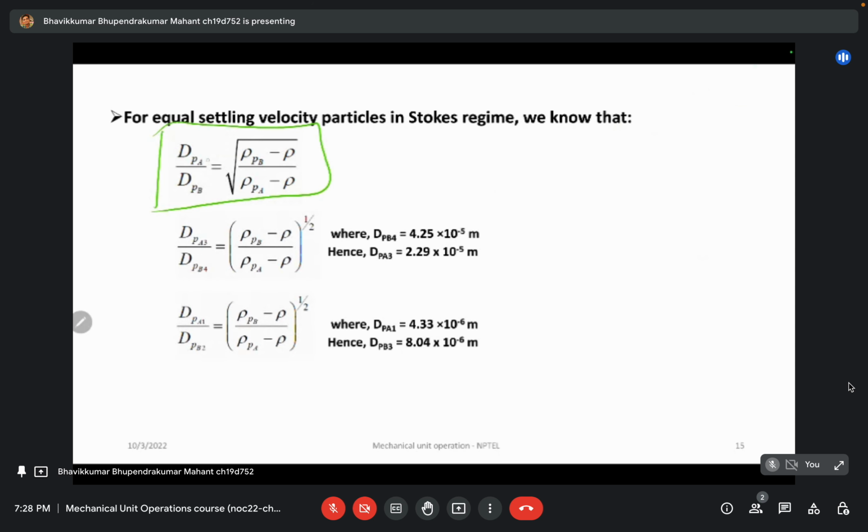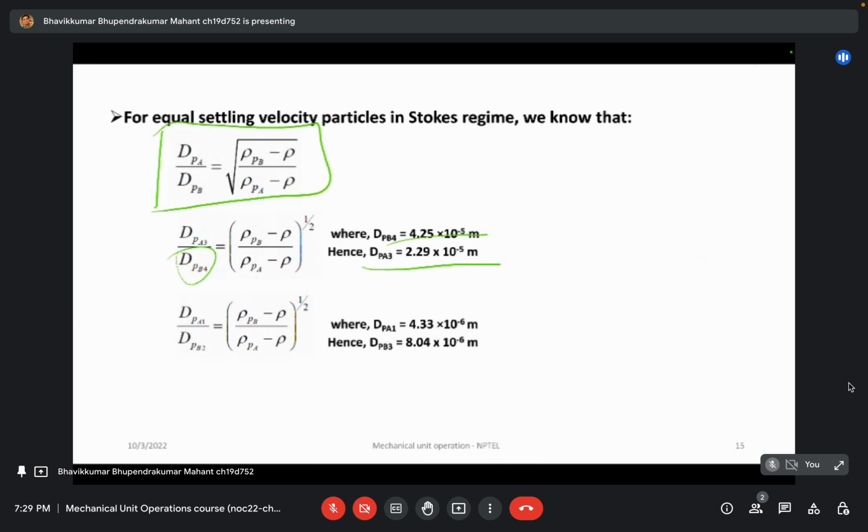Here we will consider dpa as dpa3, because we want to go for the particle size of dpb4. So dpa3 over dpb4 is equal to the root of (rho pb minus rho) over (rho pa minus rho). Here we consider the largest particle, 4.25 into 10 to power minus 5, as dpb4, substitute the value, and at the end we will get dpa3 equal to 2.29 into 10 to power minus 5 meter.